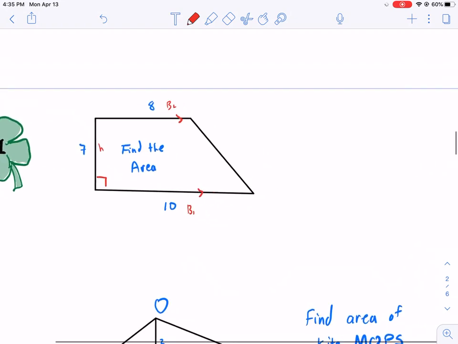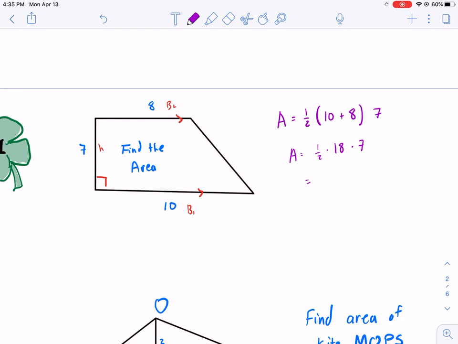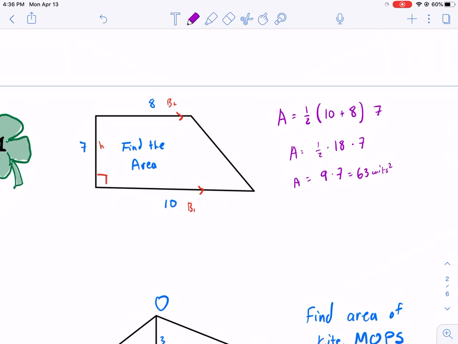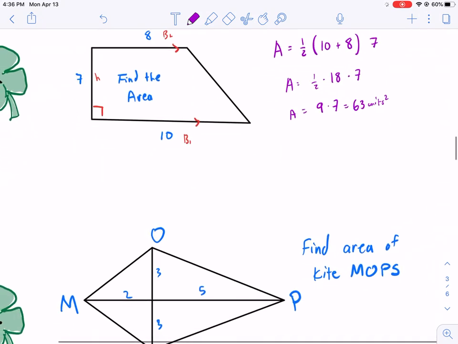So I'm already ready to input all this information. My area equals 1/2 base 1, 10, plus base 2, 8, times my height, 7. So my area equals 1/2 times 18 times 7. That's the same thing as 1/2 times 18, which is 9, times 7. And that is 63 units squared. So that is my area for my trapezoid.